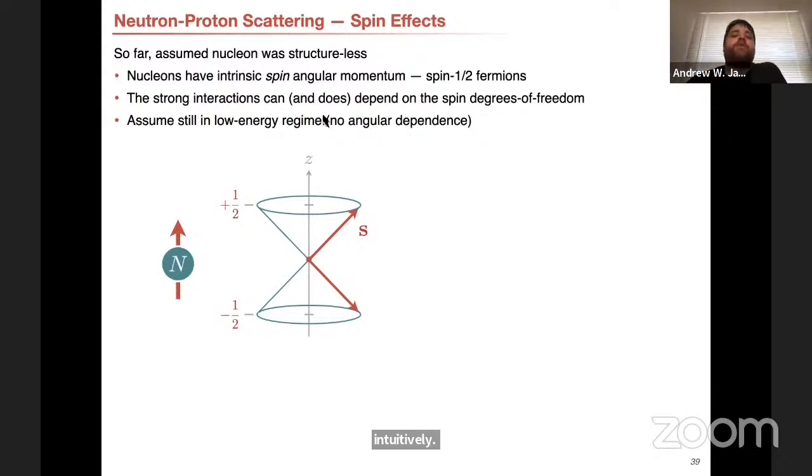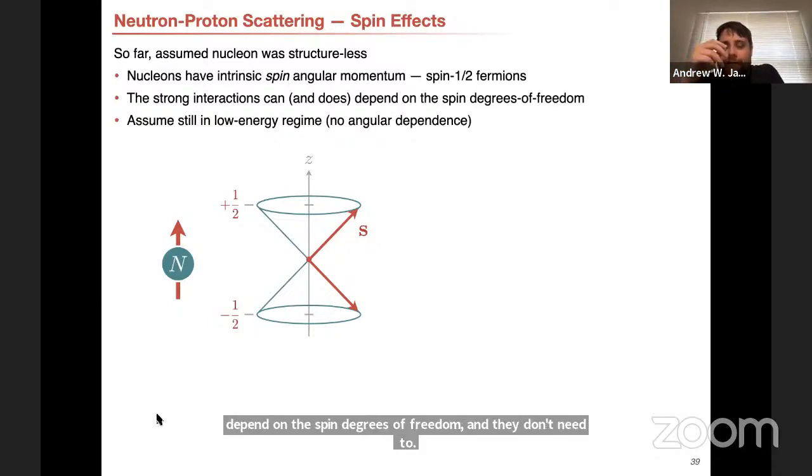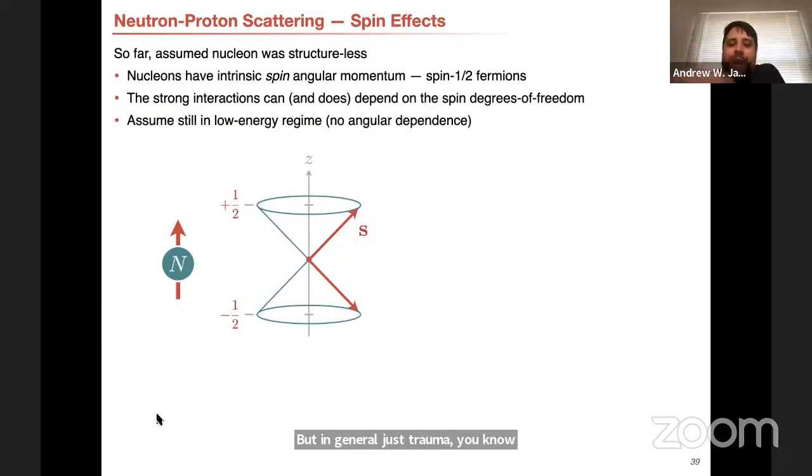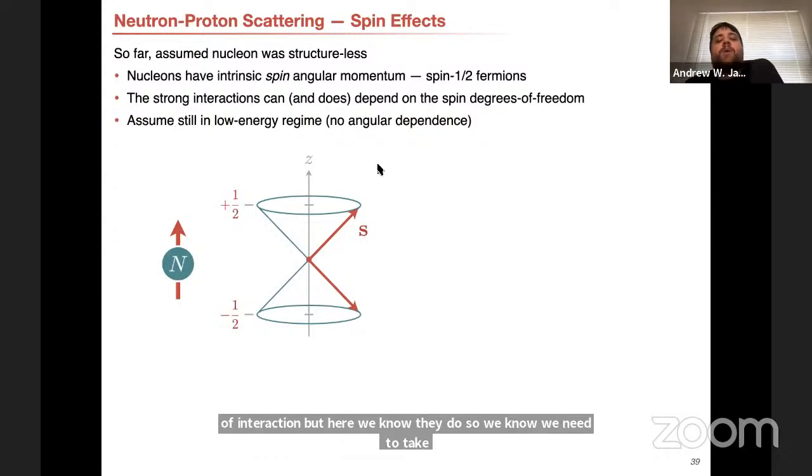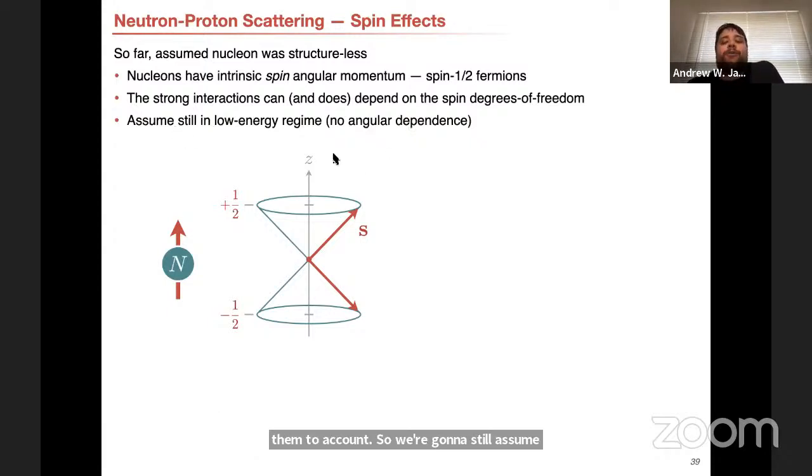So the nucleons have some intrinsic spin. They're spin 1/2 fermions. These strong interactions do depend on the spin degrees of freedom. They don't need to, but we know they do. If you didn't know that, you would build it in and find that the spin doesn't really contribute to any sort of interaction. But here we know they do, so we need to take it into account. We're still assuming this low energy regime, so there's still no angular dependence. As the proton and neutron are orbiting each other, they're in the lowest angular momentum state, but the spins can still talk to each other.